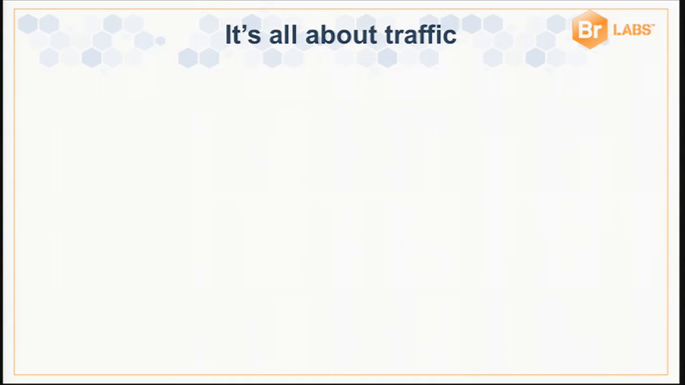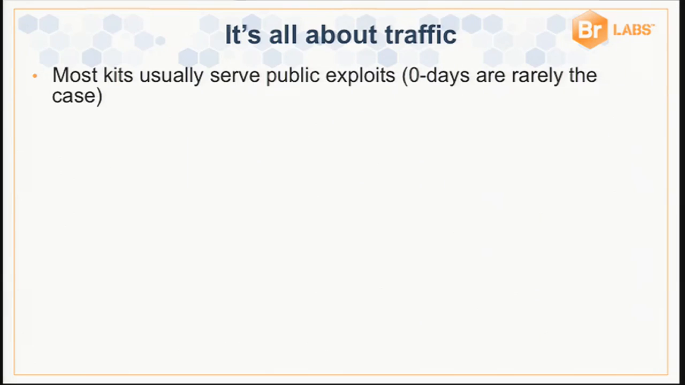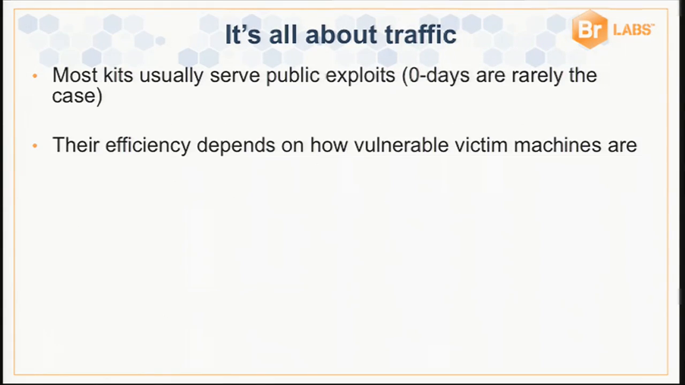And the success rate of exploit kits actually is all about traffic, because most kits usually serve public exploits. 0 days are rarely the case, and in fact, the majority of modern exploit kits are pretty much the same. They have a couple of Java vulnerabilities, probably one of the latest IE vulnerabilities. The differences are more on the user interface side, the obfuscation side, the way they clean their kits, like they update obfuscation schemes and so on and so forth.